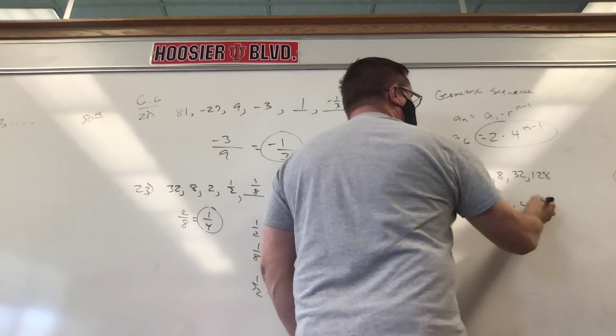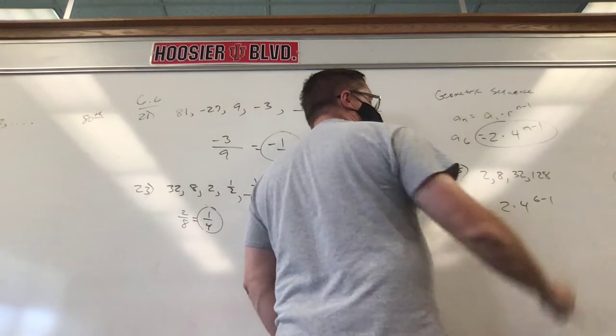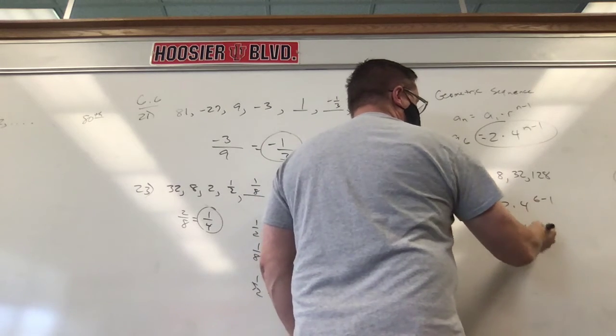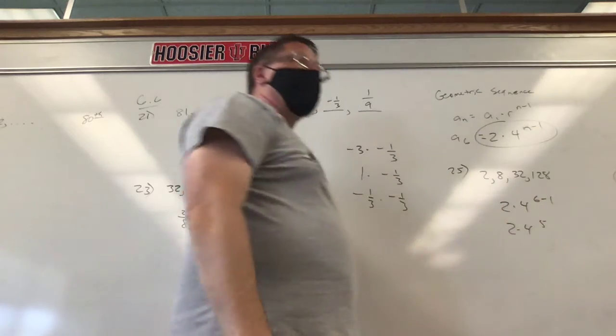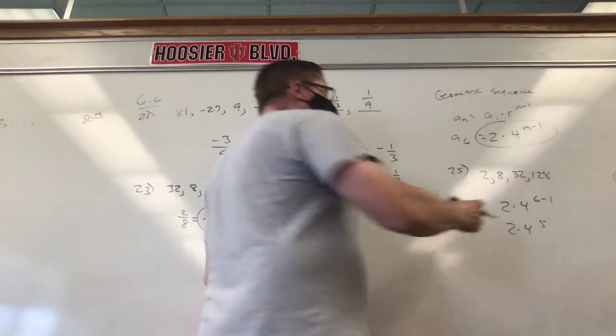So it's going to be 2 times 4 to the 6 minus 1. 6 minus 1 is 5. 2 times 4 to the 5th power. Okay? Now, make sure you do your powers first.